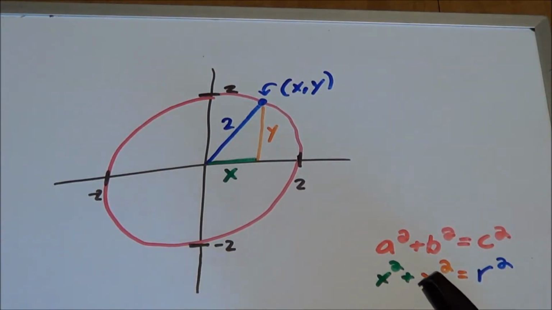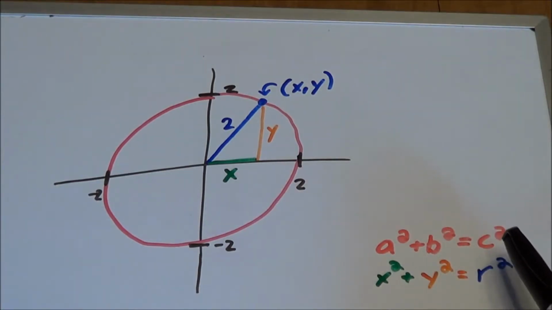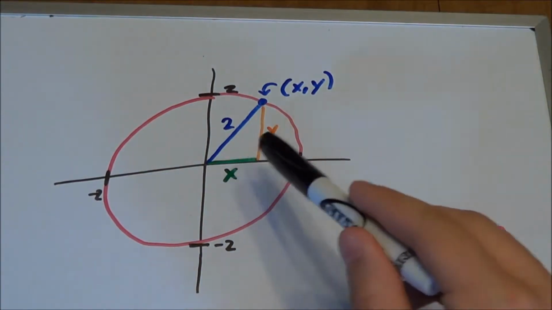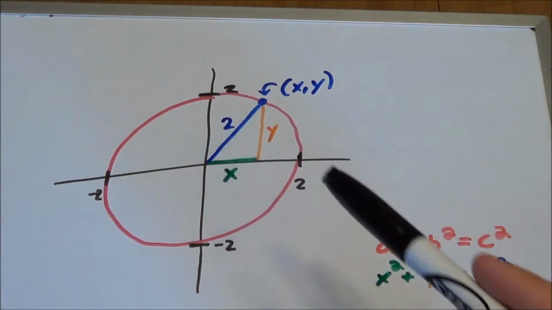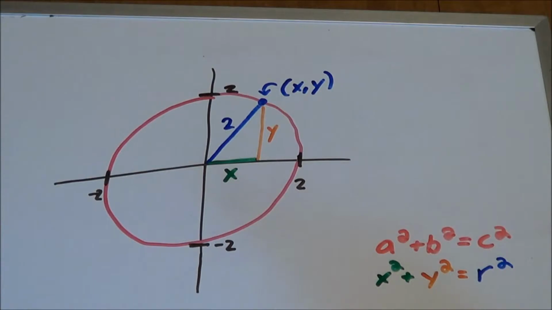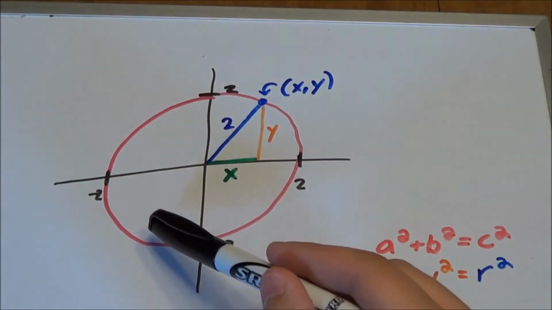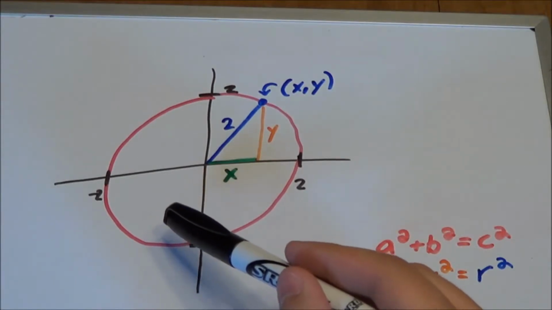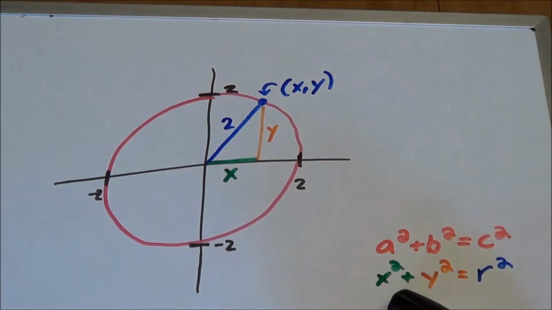Right triangles follow the Pythagorean theorem: a squared plus b squared equals c squared. So that means x squared plus y squared equals 2 squared, or 4. This is true for any point along this circle, since even the negative numbers, when they are squared, become positive. So, for any circle centered at the origin, x squared plus y squared equals the radius squared.